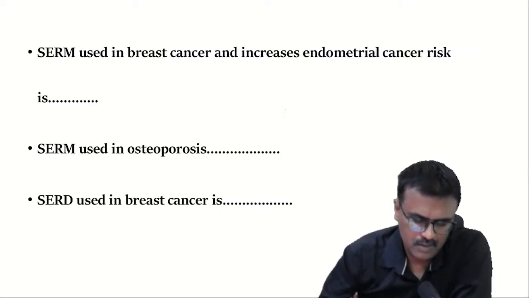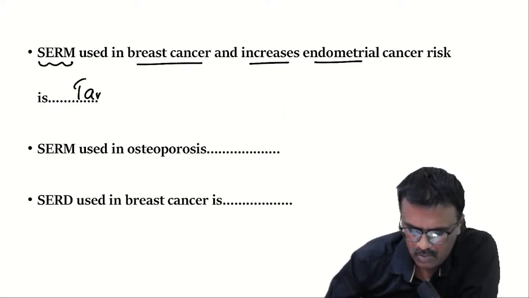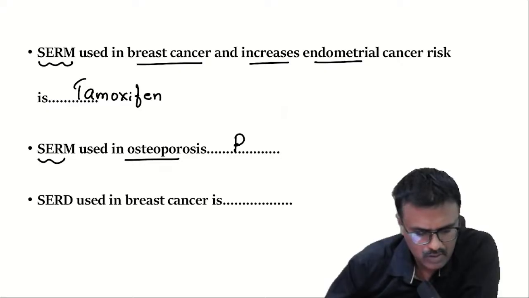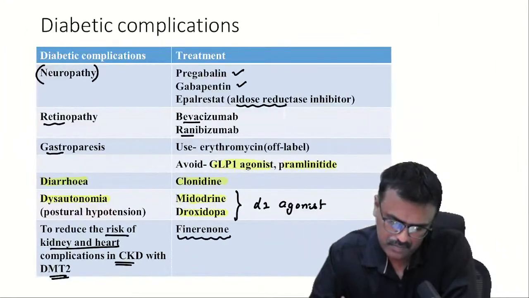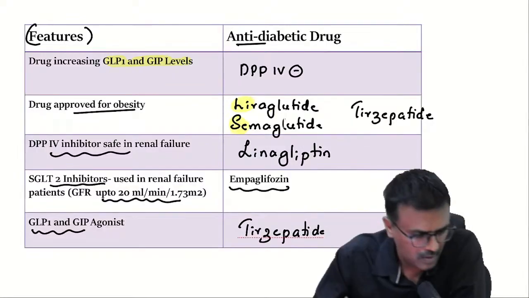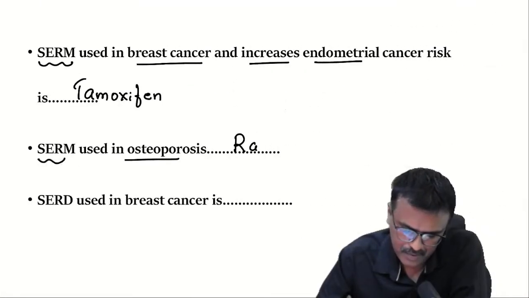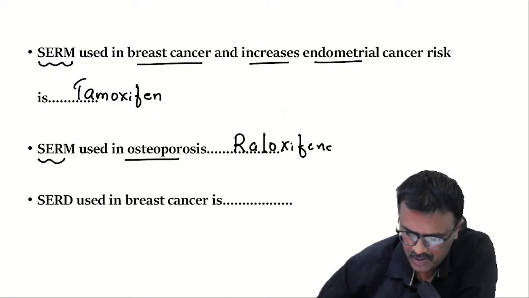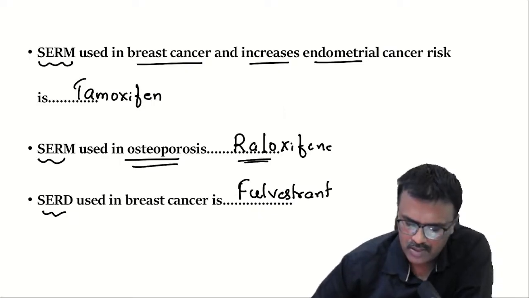Coming to another aspect, the selective estrogen receptor modulator used in breast cancer and increasing the risk of endometrial cancer is tamoxifen. What is the SERM used in osteoporosis? The name is called liraglutide. Did I make a mistake? Lags, where are you? I think there is a lag, that's why. The SERM which is used in osteoporosis is raloxifene. What is the third used in breast cancer? The name is called fulvestrant. So these are all the drugs for breast cancer, and for osteoporosis, raloxifene.